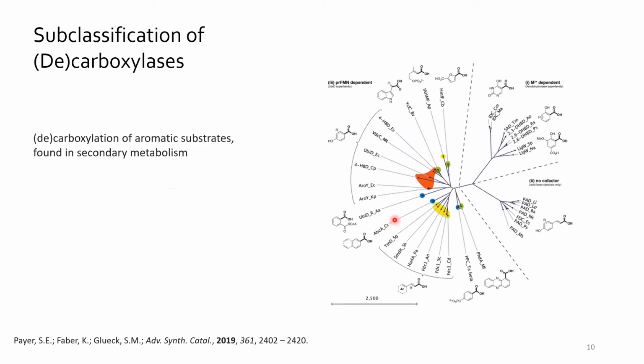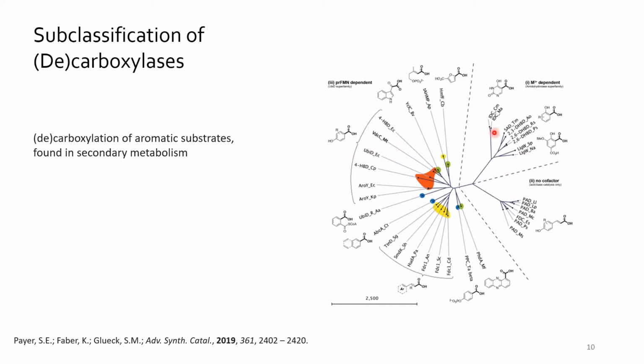And here you can see a subclassification of decarboxylases, which are not like the ones I showed you at the beginning, which derive from the primary metabolism, but from the secondary metabolism. And so from biodetoxification pathways, for example. I want to talk a bit more about these because enzymes from the secondary metabolism usually have a much more relaxed substrate scope compared to the enzymes from primary metabolism. And these enzymes are usually used for decarboxylations or carboxylations of aromatic substrates.